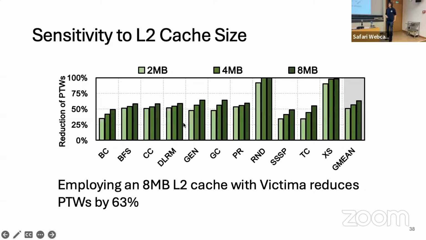Remember, L2 caches can be sized differently. If you look at the spec sheet of a processor, you will see. We see that if we use Victima with bigger caches, like an 8 megabyte cache, we can even reduce the number of page table walks by 63%. Again, the reduction of page table walks is on the y-axis here. And you see that the reduction grows, not linearly actually, but anyway it grows with the size of the L2 cache.